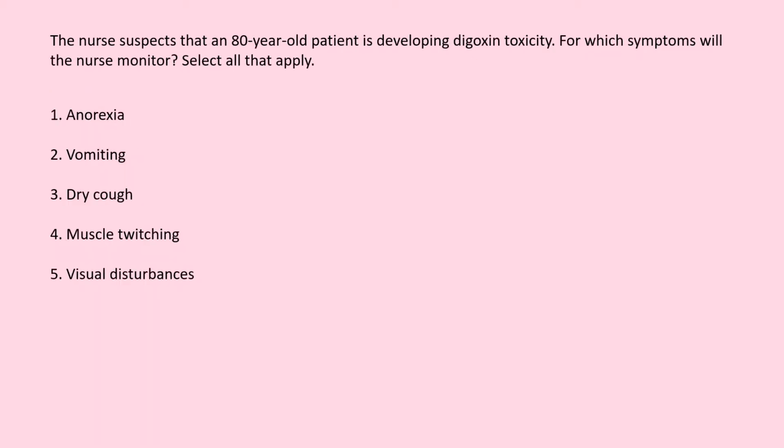The nurse suspects that an 80-year-old patient is developing digoxin toxicity. For which symptoms will the nurse monitor? Select all that apply. 1. Anorexia. 2. Vomiting. 3. Dry cough. 4. Muscle twitching. 5. Visual disturbances.